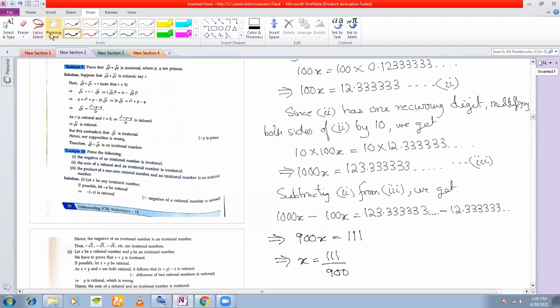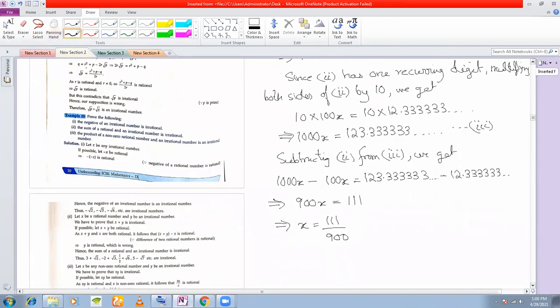I think this will cancel with 3 also. You can leave it at this, or you can cancel also, no problem. 3 and 3, 37, and this will cancel with 300. So you get x is equal to 37 by 300. So that is the number that you have converted to a fraction. Any doubts on this question?